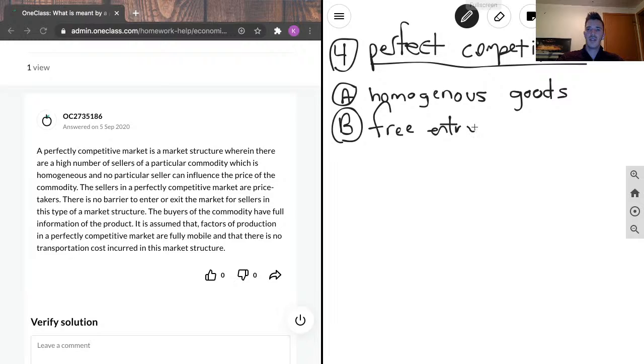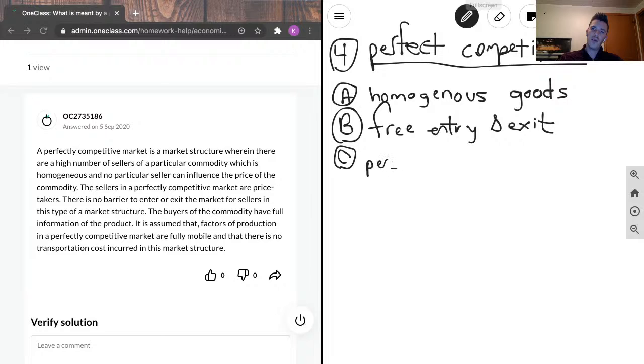And what this means essentially is no barriers to entry. Barriers to entry commonly exist in a monopoly. This would prevent other firms from entering the market. So in perfect competition, firms can freely enter and exit the market.